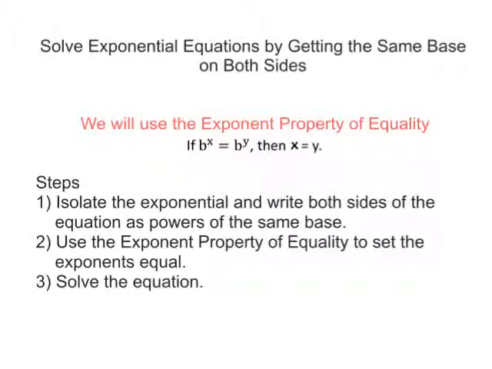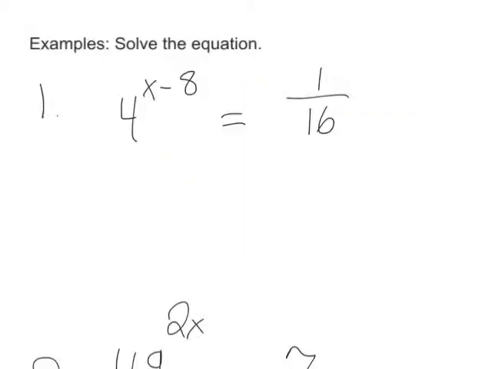So your first step would be to isolate the exponential and write both sides of the equation as powers of the same base. So if you've got two terms, you need one on one side and one on the other. Use the exponent property of equality, which you see right up here, to set the exponents equal, solve the equation. So your first step is actually your hardest. Really, it's the only part of the whole problem that's tricky, okay? So let's take a look at a couple of examples that use this technique.